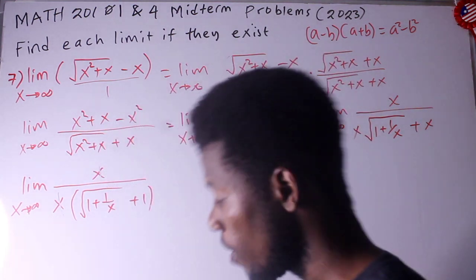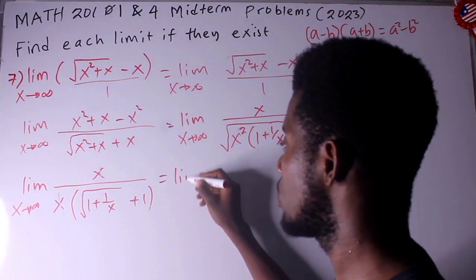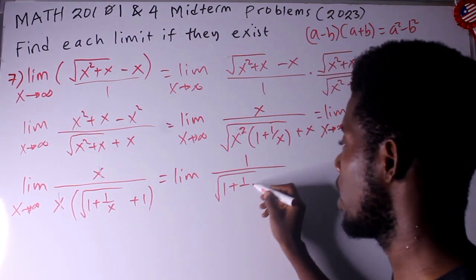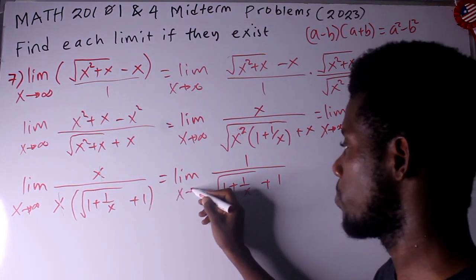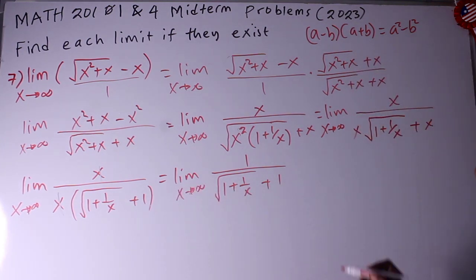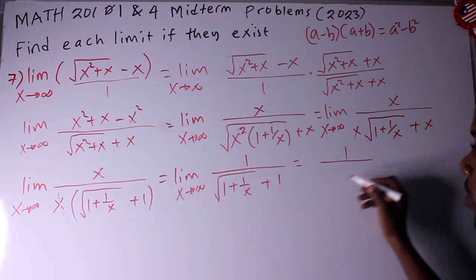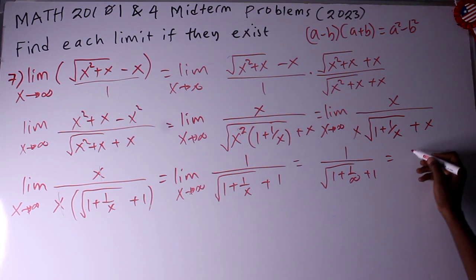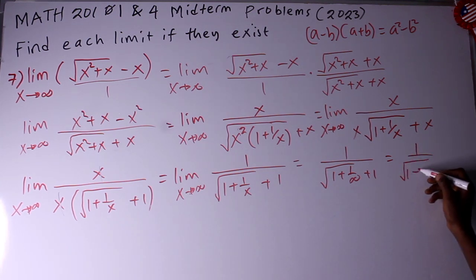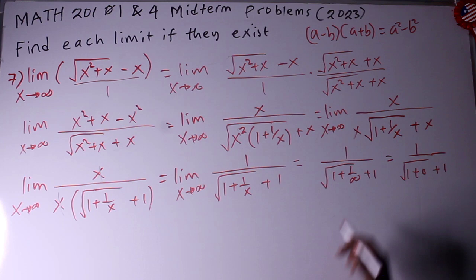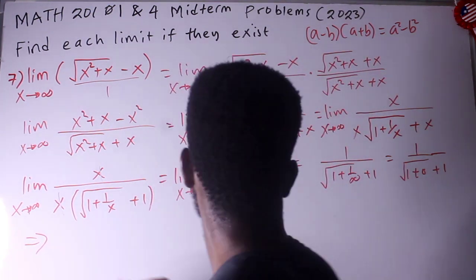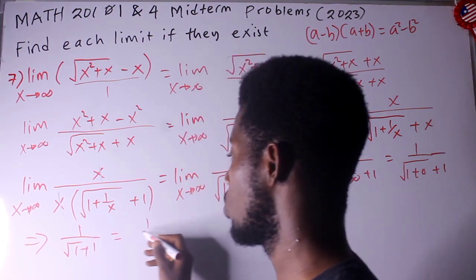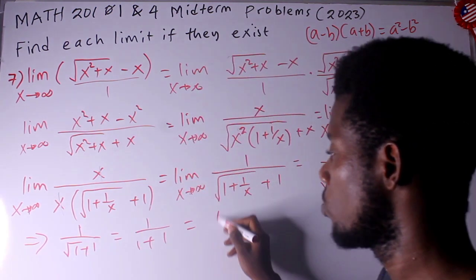And then I will just have the limit of 1 over the square root of 1 plus 1 over x, plus 1, as x approaches infinity. This will be 1 over the square root of 1 plus 1 over infinity plus 1, which is 1 over the square root of 1 plus 0 plus 1. Remember, 1 over infinity is 0, so you are going to have 1 over the square root of 1 plus 1. So it's going to be 1 over 2.